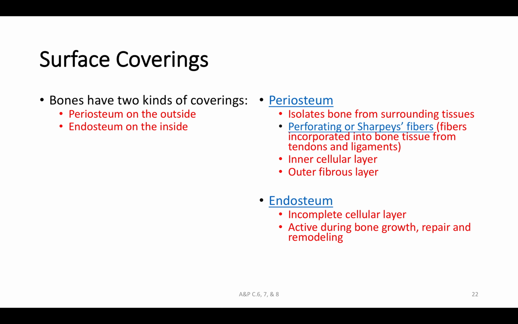Your bone has two different coverings. It has a periosteum, which is the outside bone covering, and then the endosteum, which is on the inside.